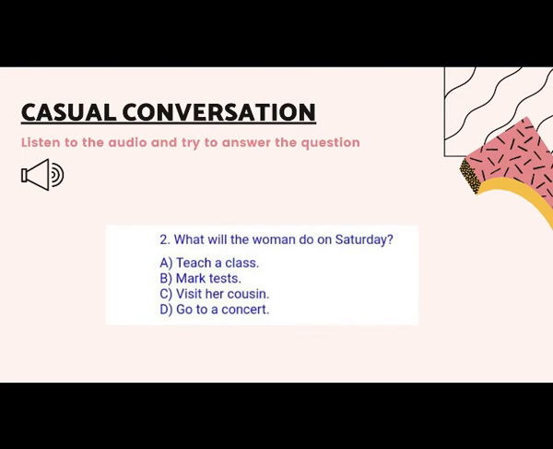Next, question number 2. What will the woman do on Saturday? A. Teach a class. B. Mark tests. C. Visit her cousin. And then D. Go to a concert. I will give you around 30 seconds.